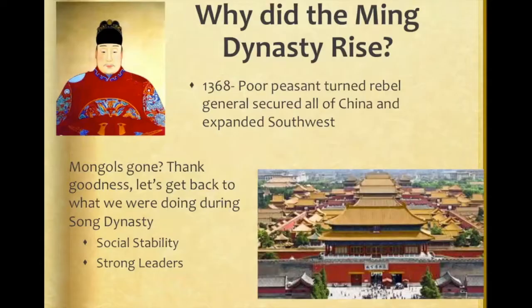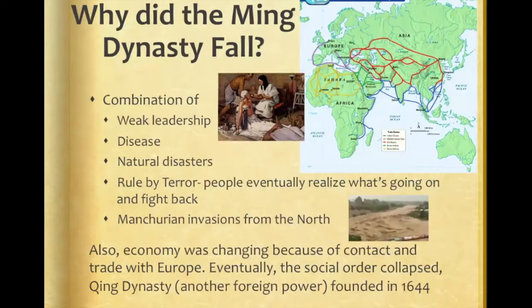Now, who took over? The Ming Dynasty. This guy, a poor peasant turned rebel general, he secured all of China and expanded southwest. He kicked out the Mongols, and the Chinese Empire kind of got back to what they were doing beforehand. We're talking about social stability, strong leaders, focus on agriculture and farming and industry, all this stuff. And after a while, everything's going great for a couple hundred years.